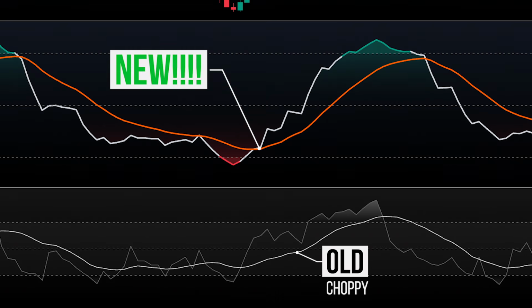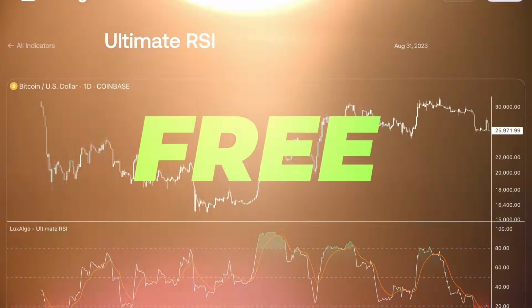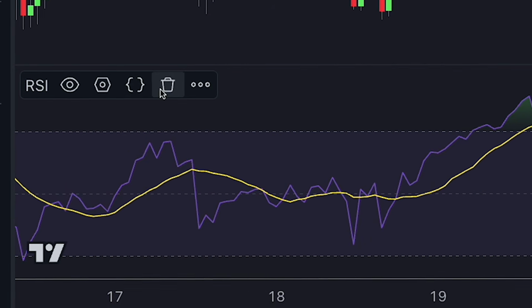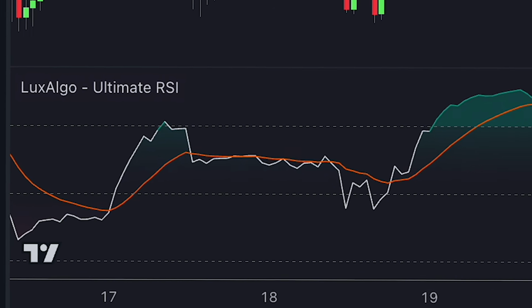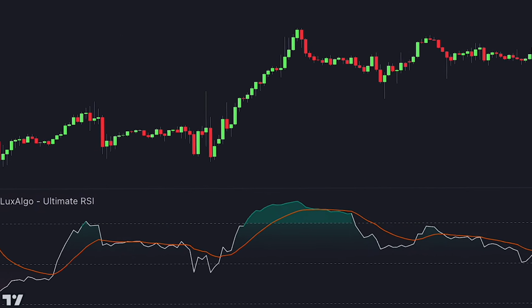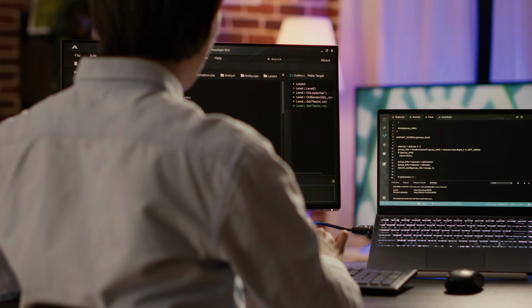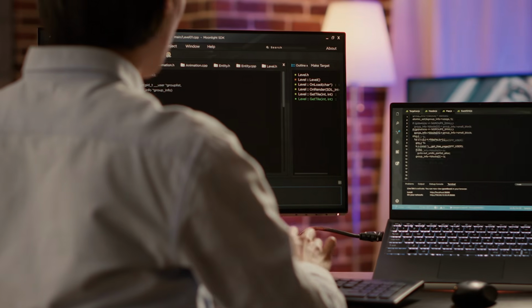So let's dive into how the ultimate RSI has changed the game and how you can get it today for free. Once you remove the old RSI and add the new ultimate RSI to your chart, the first thing that will stand out is how much cleaner this version is. This was the main focus when developing this version, a strong emphasis on trend identification.